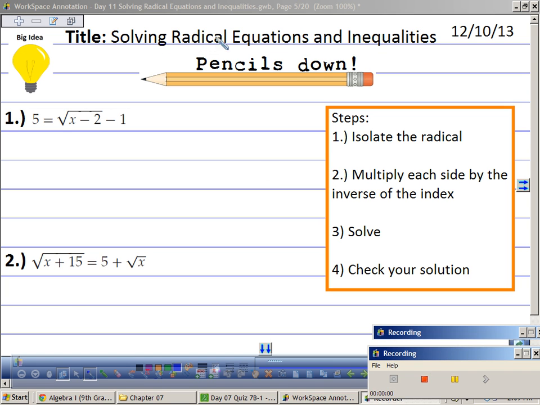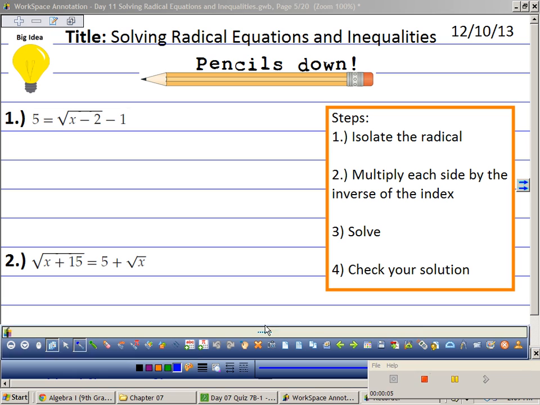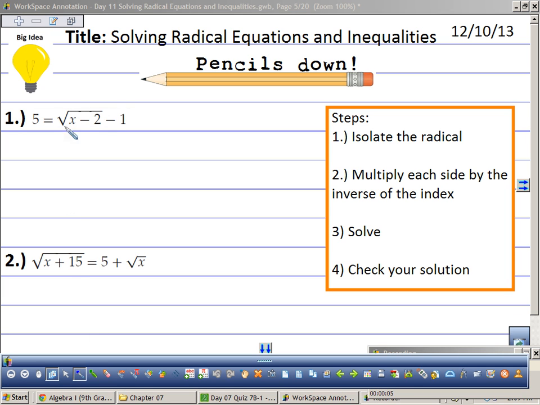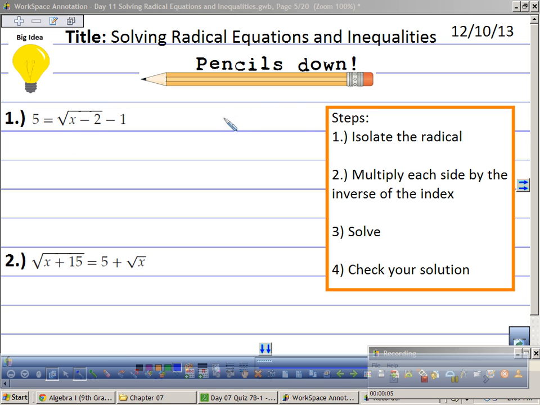Okay, so today we're going to solve radical equations and inequalities. You should be familiar with this. We're just going to be manipulating radicals a little bit more than you're used to. So my first step is to isolate the radical. I can't do anything with this, right? You have seen stuff like this before, right?